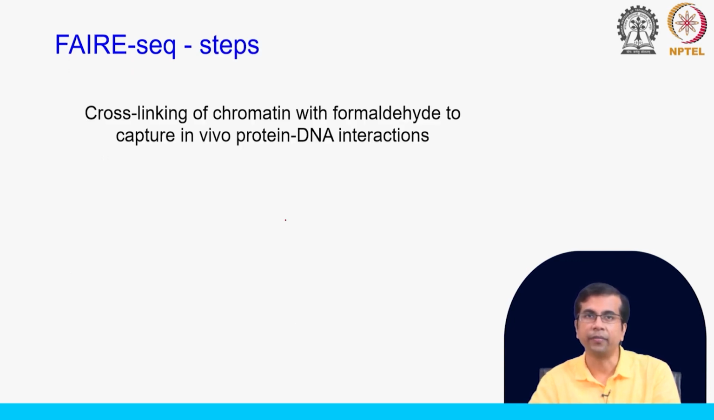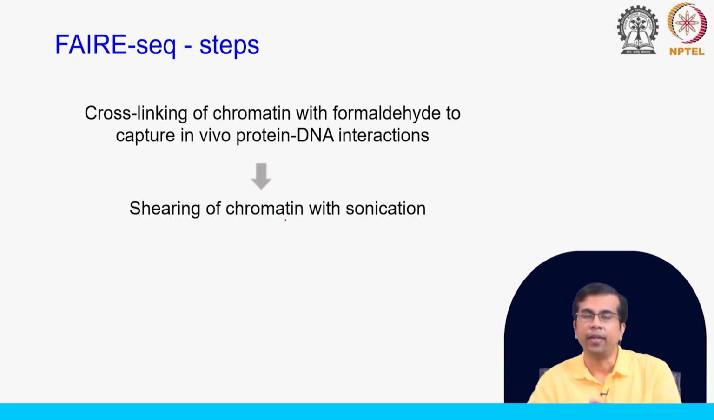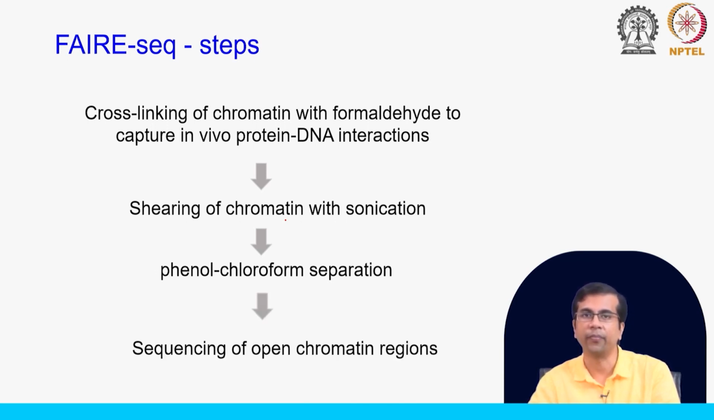So, what are the steps in the FAIRE-seq method? We have cross linking again of chromatin with formaldehyde, and this will capture the protein-DNA interactions that are happening. The next step is shearing of chromatin with sonication, followed by phenol chloroform extraction. So, you have separation of aqueous and organic layers. The free DNA will be in the aqueous layer, which you can take out and sequence, and then you sequence the open chromatin regions.